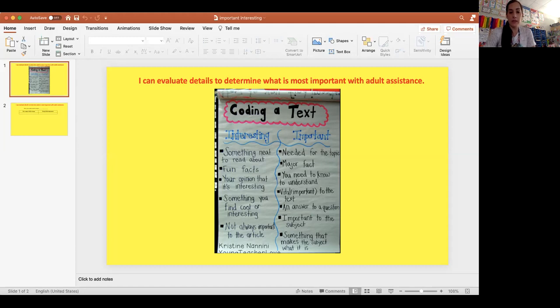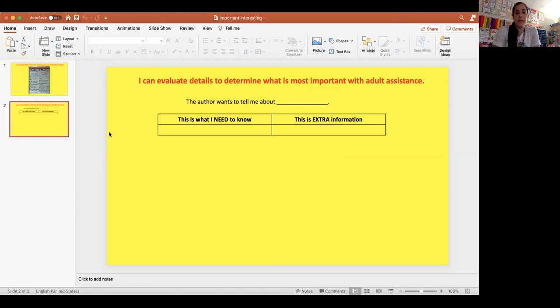I'm going to read a text, and we are going to look at this chart on the screen that says, this is what I need to know. And we're going to come up with some facts together, what we think we need to know in this text. And then we're going to add some to the side that says, this is just extra information, maybe just a cool or interesting fact. Okay, and then we're going to determine what does the author really want us to know about this text, and that's going to help us also determine, is it important or is it just interesting?